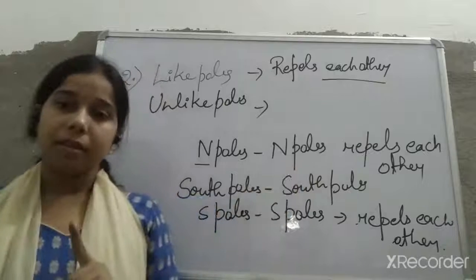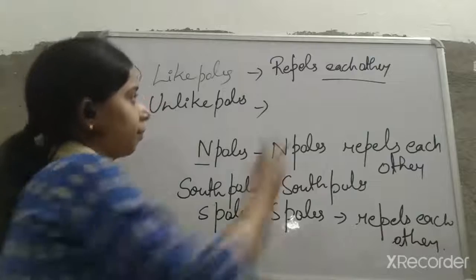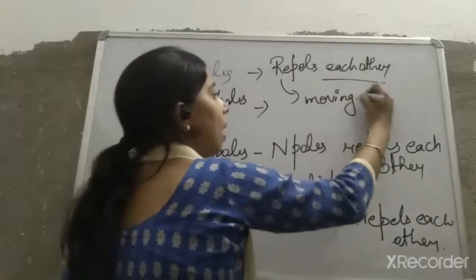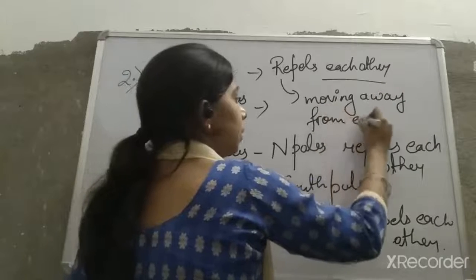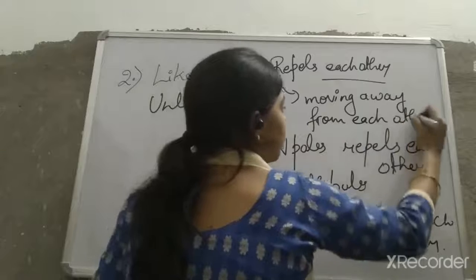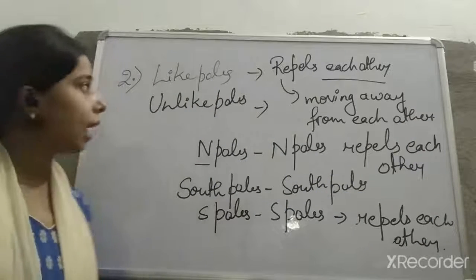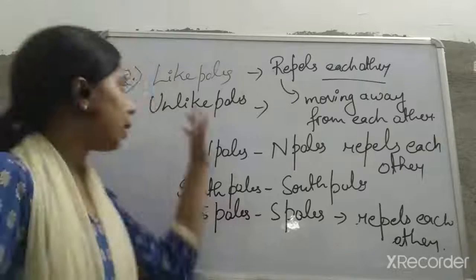The meaning of repel, students, is moving away from each other. So they start moving away from each other. That is the repulsion. Okay, students. Now tomorrow we will talk about the unlike poles.